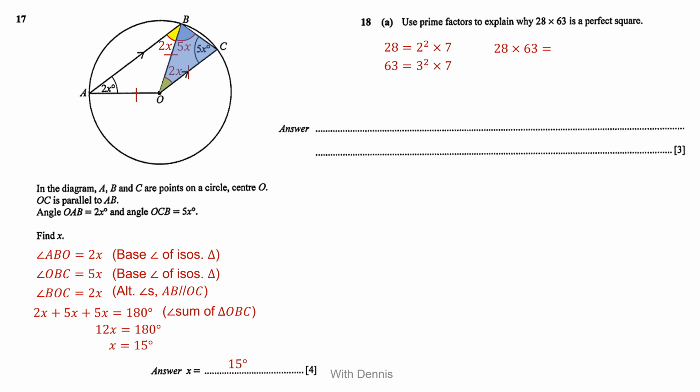Hence, 28 times 63 equals 2 square times 7 times 3 square times 7. Then we simplify, we get 2 square times 3 square times 7 square. From this expression, we can see that all the prime factors have the power of 2. Therefore, the answer is, since all the prime factors have powers of 2, 28 times 63 is a perfect square.